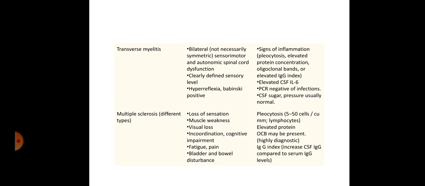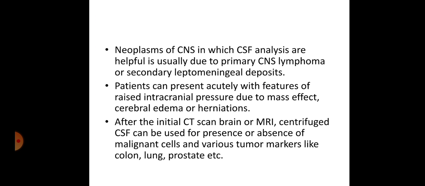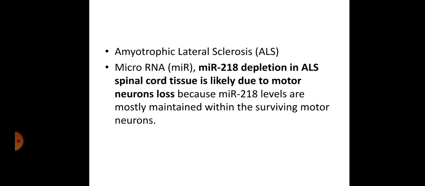Another condition is transverse myelitis. In this condition, there is CSF pleocytosis with oligoclonal bands, elevated IgG index, and elevated CSF IL-6 levels. Another condition is Guillain-Barré syndrome. In GBS, the cell count is normal, however, CSF protein is elevated. This is called cytoalbuminologic dissociation, which suggests Guillain-Barré syndrome. Neoplasms of the CNS can be detected by CSF analysis, mainly in cases of primary CNS lymphoma. The patient can present in this condition with raised ICT due to mass effect. In ALS, that is amyotrophic lateral sclerosis, there is miR-218 depletion due to loss of motor neurons.